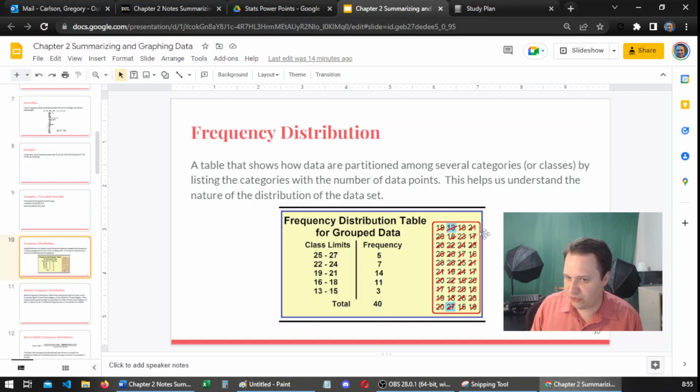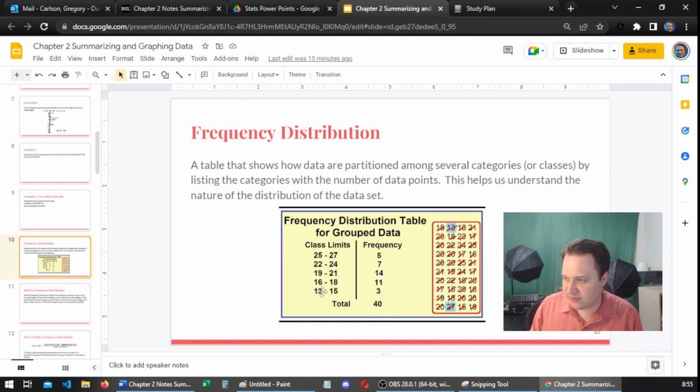So here's our data over here, and you can see that they've scratched off the numbers as they've gone. In this data, we have 5 people that were between 25 and 27, 7 people between 22 and 24, 14 between 19 and 21, and so on. And you notice that we can add up the frequency column to get the total down here. In the next video, I'll show you how to do this in the homework because it's a little bit annoying. So that's a frequency table.